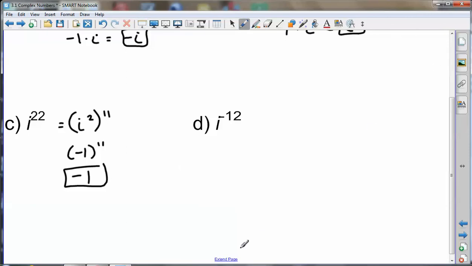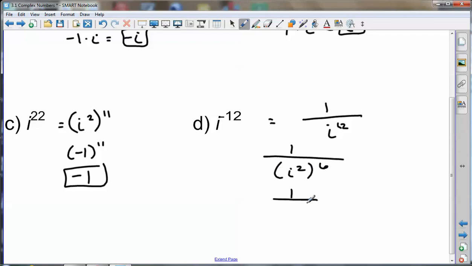I to the negative 12. What does a negative exponent do? It flips it, so this is 1 over I to the 12th. Now can we break down this I to the 12th? Absolutely. That's I squared to the 6th. So I get 1 over negative 1 to the 6th, which is 1, and I get 1 for my answer.